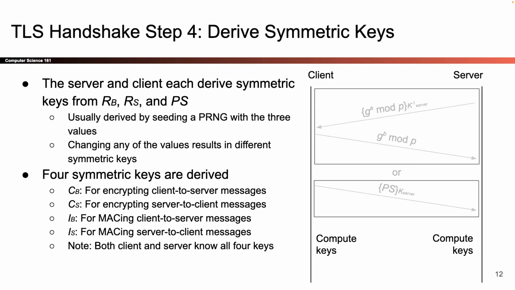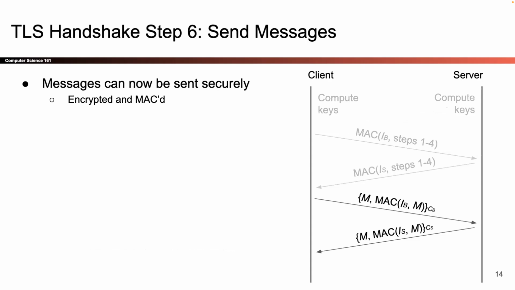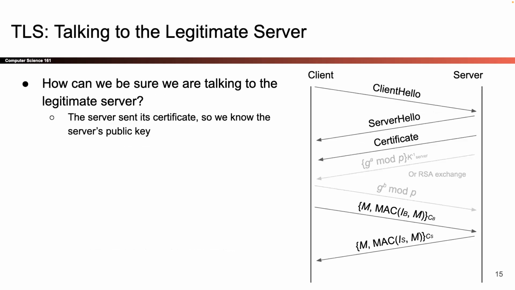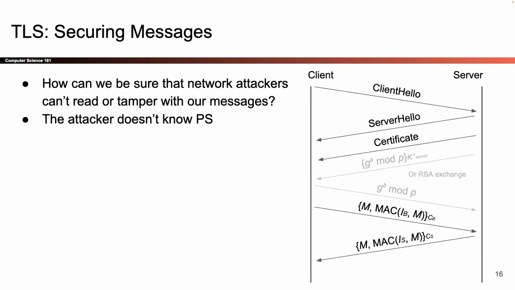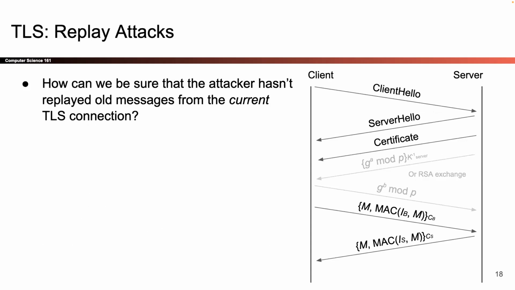Okay. Someone asked if RB and RS are similar to the IV. I think you could probably say that they're similar to IV in that they're public and they're there to make sure that the encryptions and the secret keys come out different every time. They're not exactly the same, but I think there's a reasonable comparison.